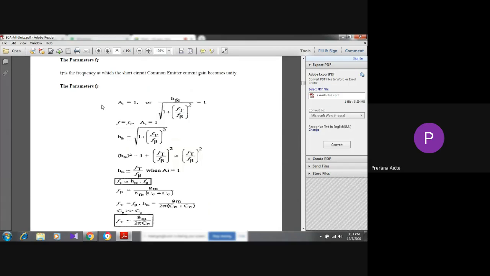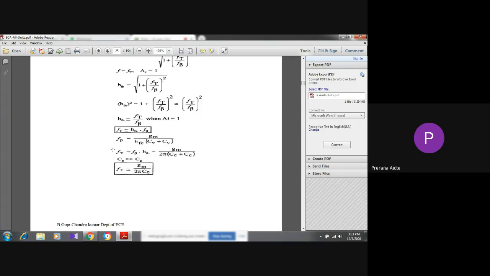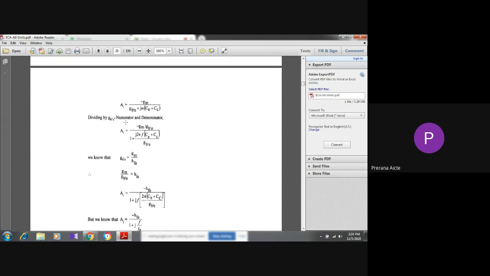And these are the equations to calculate the parameter beta, and these are some cases. A is equal to 1. Ft is the frequency where the short circuit current gain becomes unity. That means if A is equal to 1, this value must be equal to 1. From this, we can simplify this equation and we will get this formula. Ft is approximately equal to HFE into F beta, and from this Ft is equal to Gm by 2 pi Ce. And these are all the derivation parts.